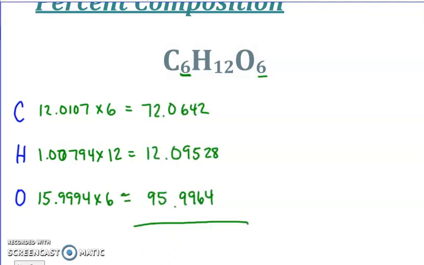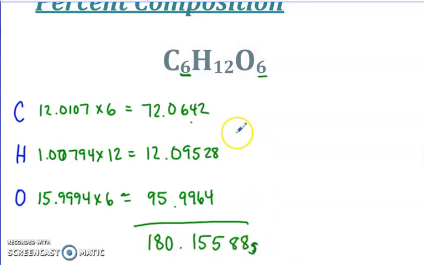Okay, here we go. Look at that. I took carbon's value and multiplied by 6, and I got 72.0642. I took hydrogen's value and multiplied by 12, and I got 12.09528. And oxygen times 6 got 95.9962. So we need to add these all up to come up with the molar mass for the total, and I get 180.15588. So that's the molar mass of this whole thing in grams.